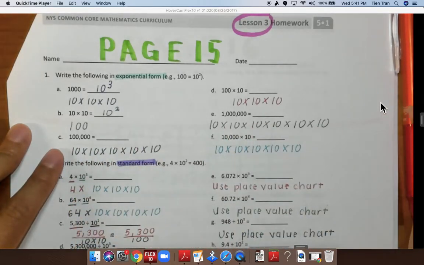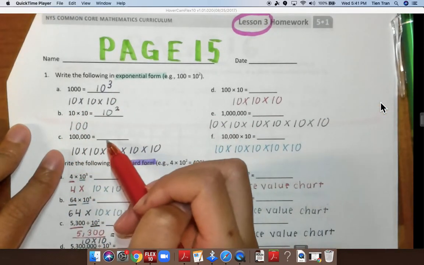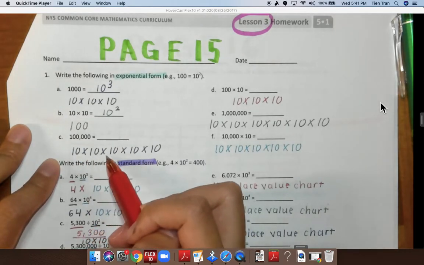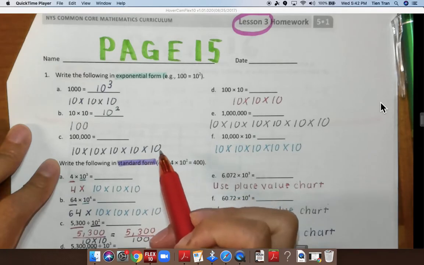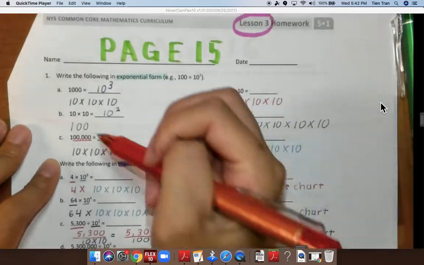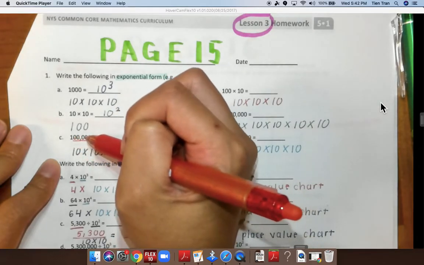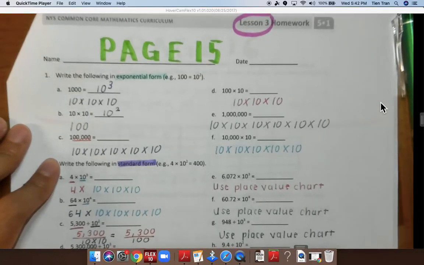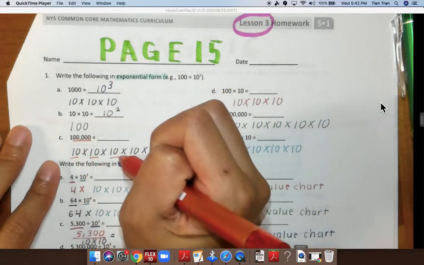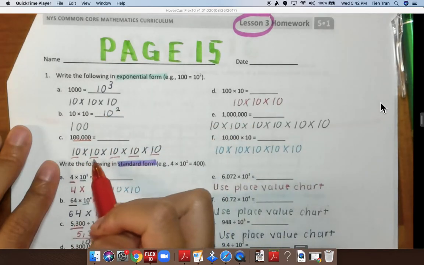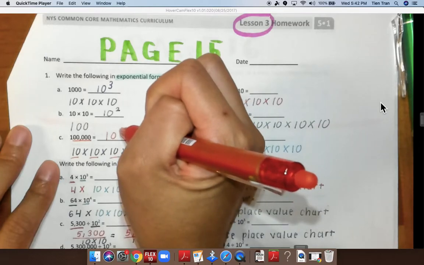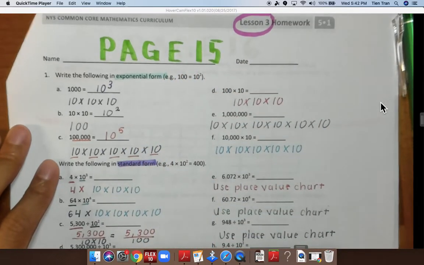The next problem, we have problem C. It says 100,000. That means that I am multiplying 10 times 10 times 10 times 10 times 10. How did I know that? So I'm looking at these zeros here. There are 1, 2, 3, 4, 5 10s. So that means that I have 5 10s that I am multiplying. You'll see here, 1, 2, 3, 4, 5. So that means that this is 10 to the power of 5.